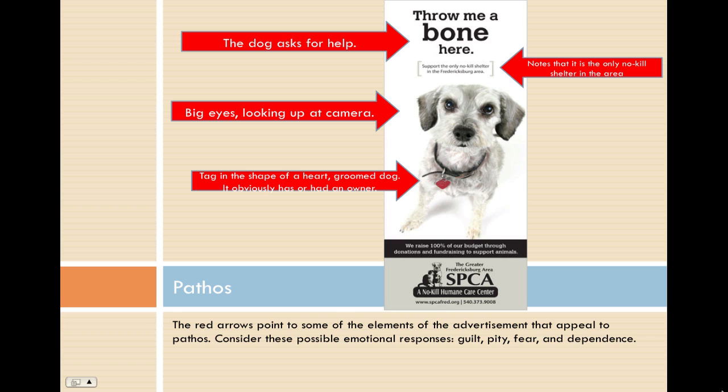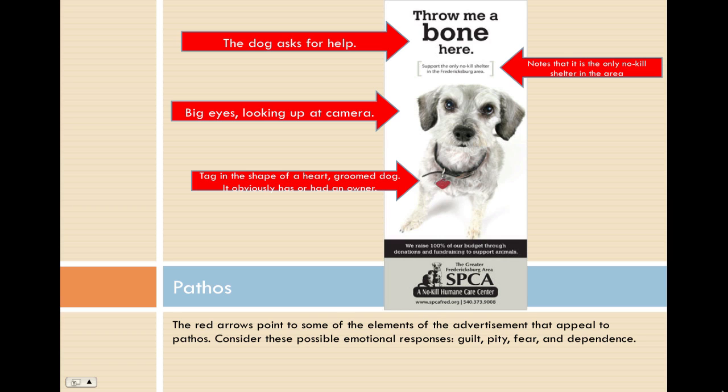So let's take a look at an ad that relies heavily on pathos. This is an ad from the SPCA. It says, "Throw me a bone here." And we see a picture of a dog. And underneath the "Throw me a bone here" line, it says, "Support the only no-kill shelter in the Fredericksburg area." So these red arrows here point out some of the elements of the advertisement that appeal to pathos. Consider these possible emotional responses: guilt, pity, fear, and dependence.